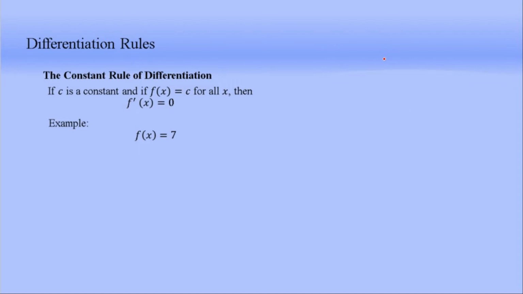So for example, f of x is equal to 7, then we're going to find the derivative of 7, that is 0.